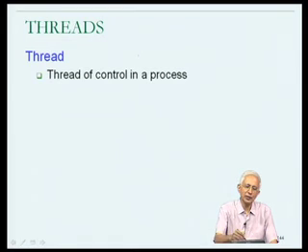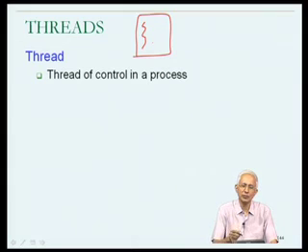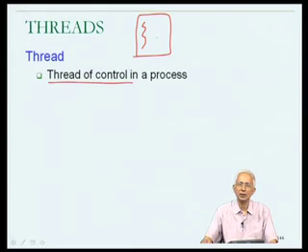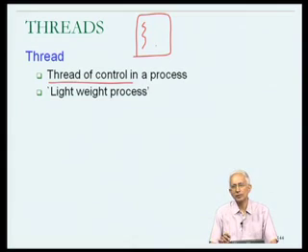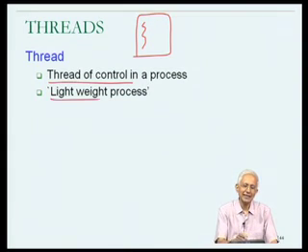So in general, when I talked about a process, I talked about this worm squiggling through the process, which was a flow of control. Along the same lines, we now talk about a thread as being a thread of control within a process. And some people talk about a thread as being a special kind of process, but just lighter in weight. And I'll talk about that a little bit.